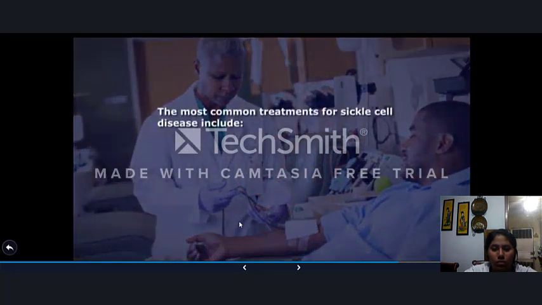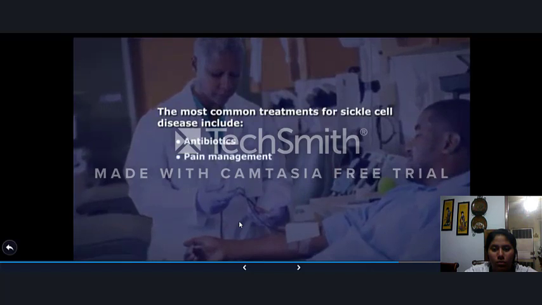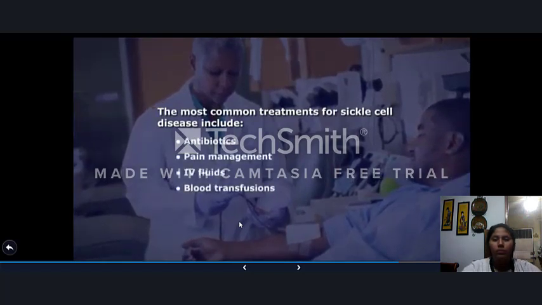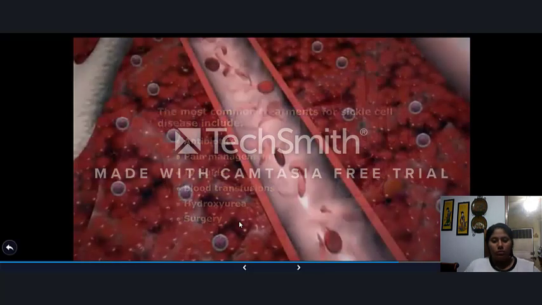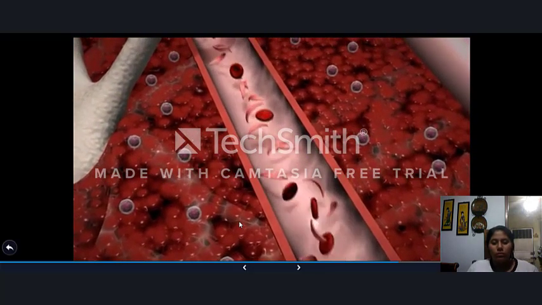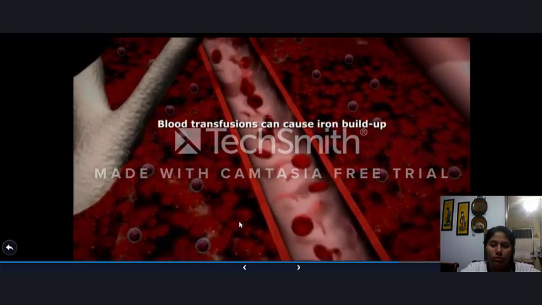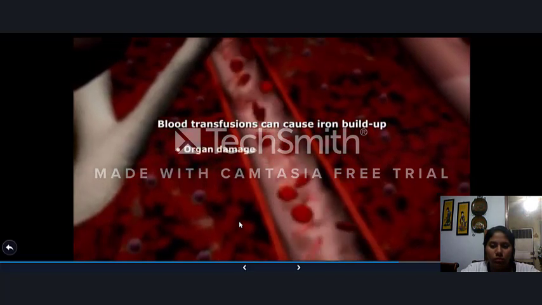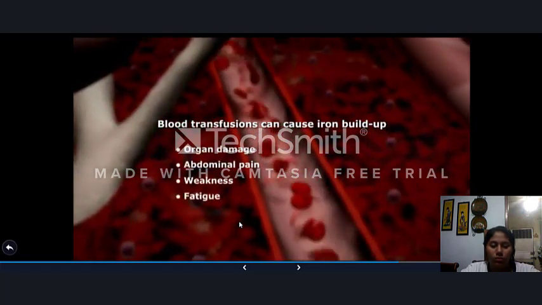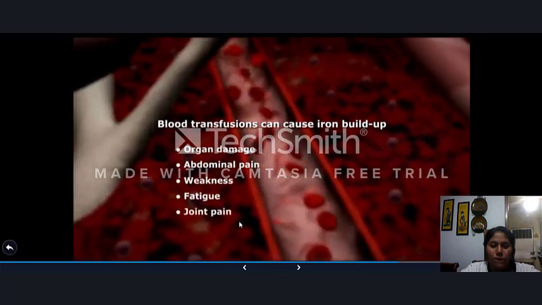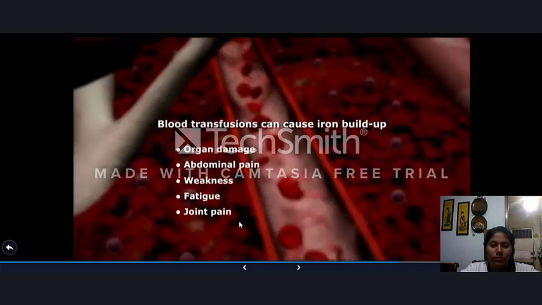The most common treatments for sickle cell disease include antibiotics, pain management, IV fluids, blood transfusions, hydroxyurea, and surgery. Transfusions deliver healthy red blood cells to the body. However, they also cause extra iron to build up in the body, which can damage organs and cause abdominal pain, weakness, fatigue, and joint pain. Patients who receive ongoing transfusions also must take medicines to remove the excess iron.